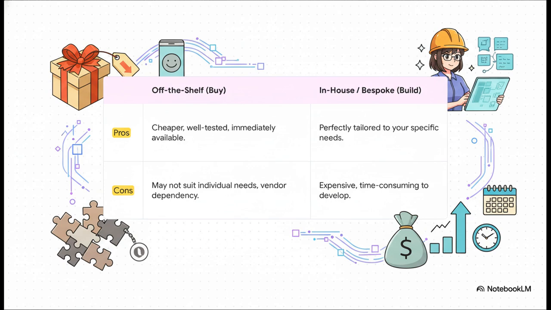So where does all this application software come from? Well, if you need an app, you've basically got two choices. You can go with off-the-shelf software. You just buy it, it's cheaper, it's been well tested, and it's ready to go immediately. The downside? It might not do exactly what you want. The other option is to build in-house or bespoke software. This stuff is custom-made just for you, so it's a perfect fit. But it's going to cost you a lot more, and it takes a long time to develop.